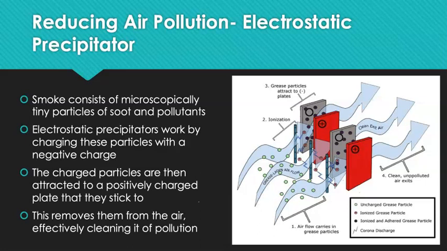It's being charged negatively, and then you can see the red positive charged panels. Those are going to help collect all of those particles basically by attracting them with that positive charge, since the particles have been given a negative charge. And you can see on the right that the clean air is then exiting that system, and it's effectively cleaned.